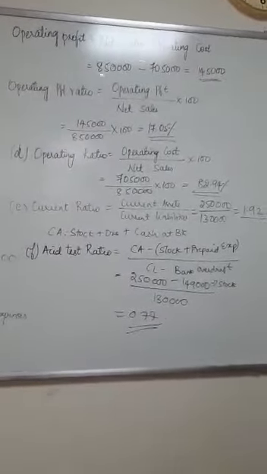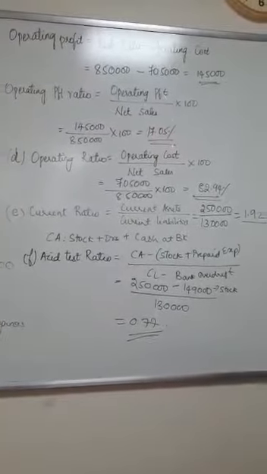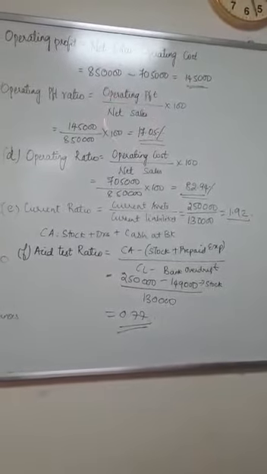Next, let us find out the operating profit ratio. Operating profit ratio is operating profit divided by net sales into 100. What is the profit in response to the net sales? So 1,45,000 operating profit divided by net sales, which is there in the profit and loss account, 8,50,000. We are expressing it in terms of percentage, that's 17.05%. We have the operating profit, which is 17.05% of the net sales.